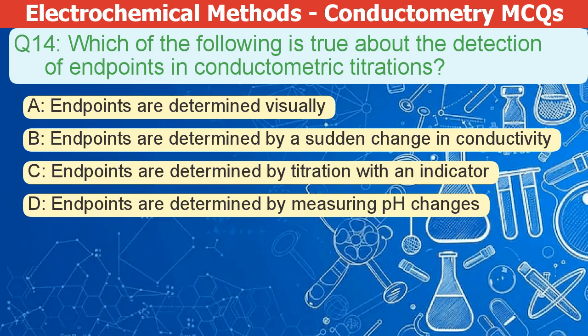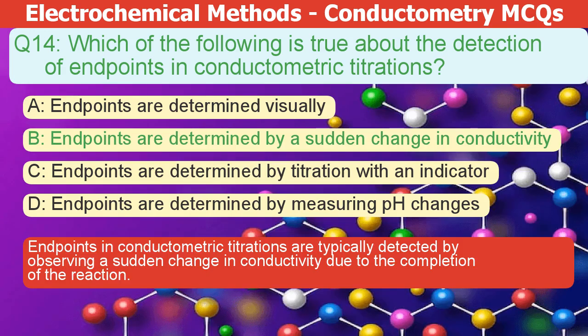Which of the following is true about the detection of endpoints in conductometric titrations? A. Endpoints are determined visually. B. Endpoints are determined by a sudden change in conductivity. C. Endpoints are determined by titration with an indicator. D. Endpoints are determined by measuring pH changes.